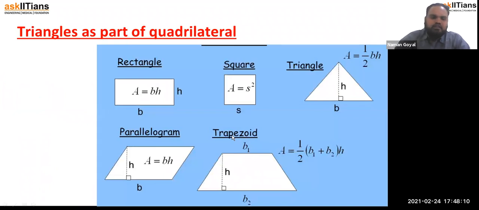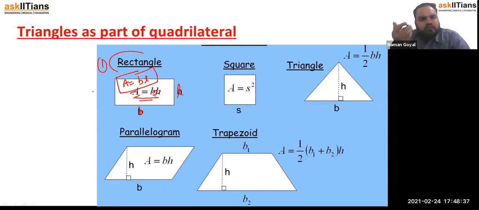Okay, now see, we have some types of quadrilaterals. Now we are going to learn about the formulas for areas. First one is for rectangle. We know that the area is, if this side is B and this side is H, and if you don't want to take it as H, you can take it as L. So the formula becomes A is equal to B times L. Are you getting my point? This is the area for rectangle.